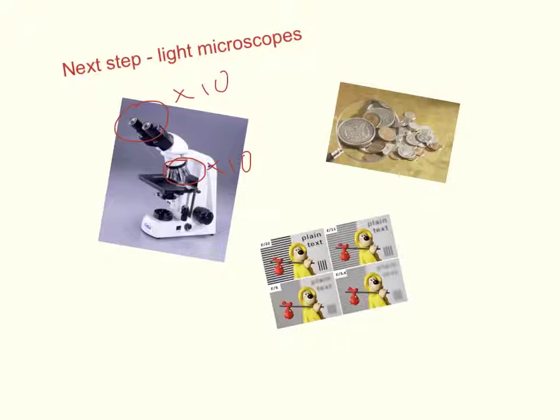Figures that you have to wearisomely remember is that magnification for a light microscope is times 1,500, and resolution for a light microscope is 200 nanometers. So that's as good as you can see. And I can't write with this.